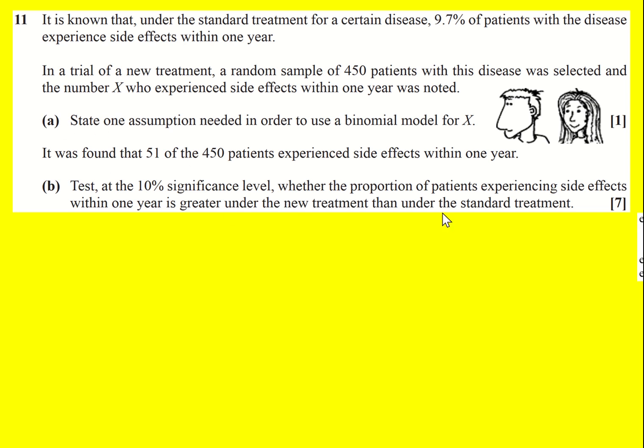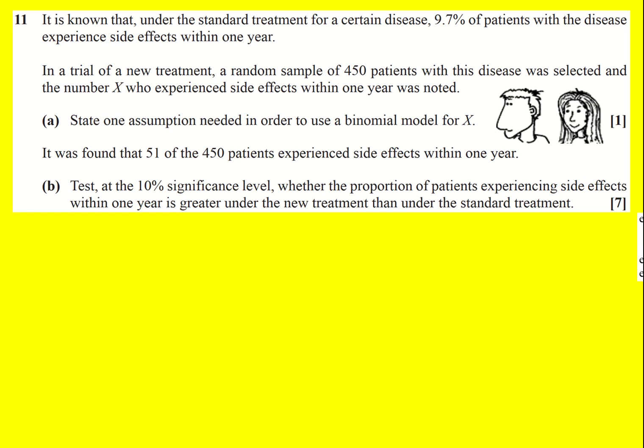Okay, 11b. It can be a confusing topic in stats. The flip side actually is it's not too bad to learn the kind of method that's going on. It's sort of the same thing every time. It's a lot of marks, but it's the same kind of process. So we're testing at the 10% significance level whether the proportion of patients experiencing side effects within 1 year is greater under the new treatment than under the standard treatment. So actually we're looking at whether the treatment's worse, I suppose, in terms of side effects.